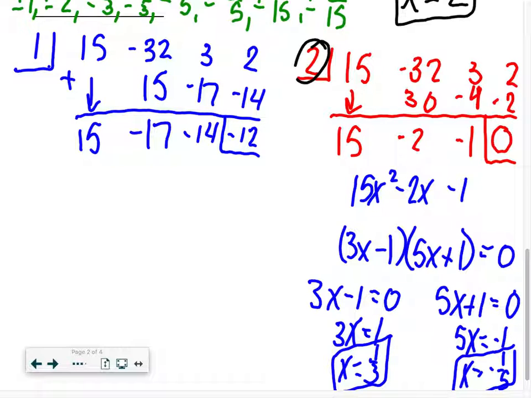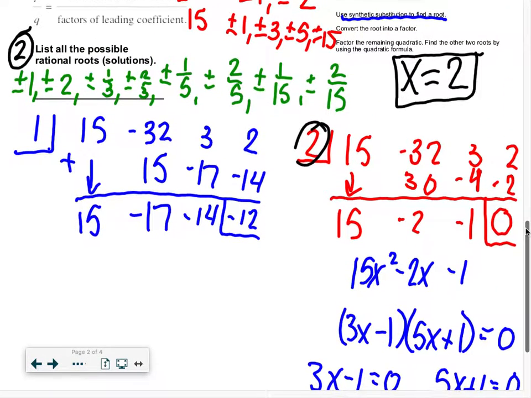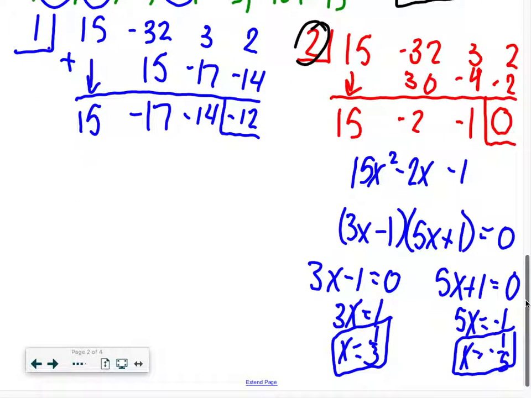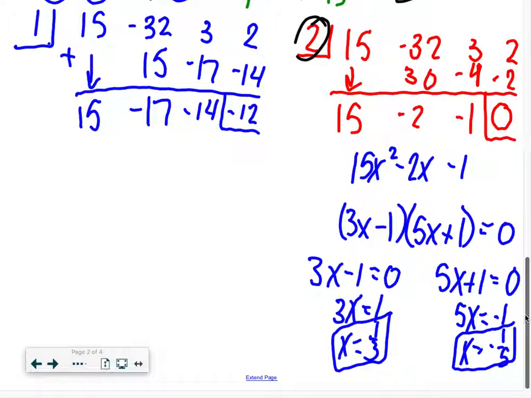That says 1/3, and this is -1/5. Those are all in our set of possible roots. Your roots have to be in your possibles. If you get one that's not, you did something wrong.